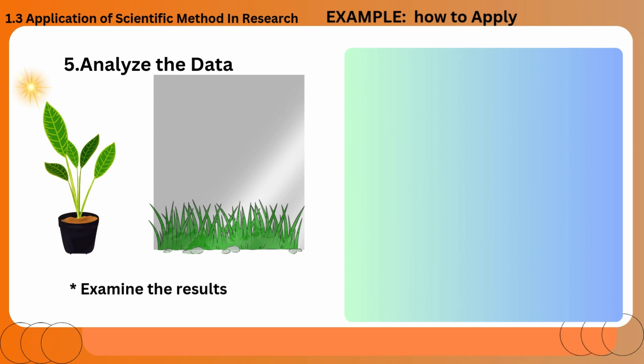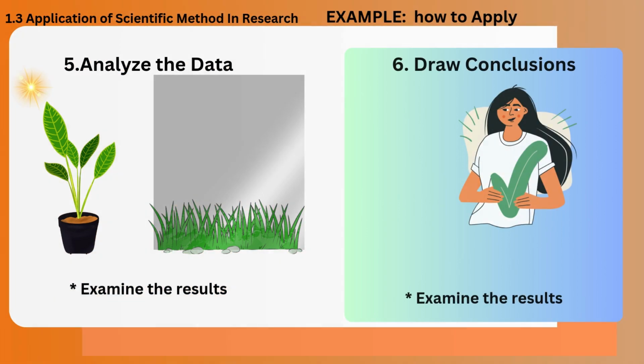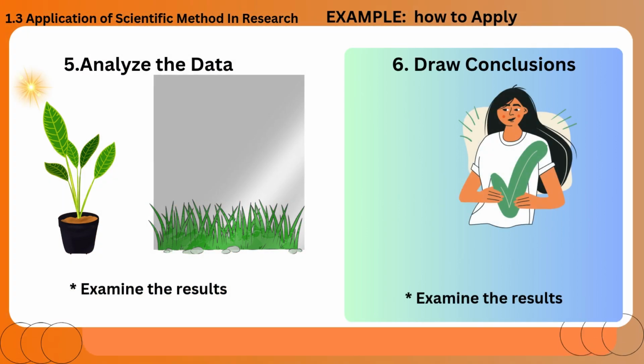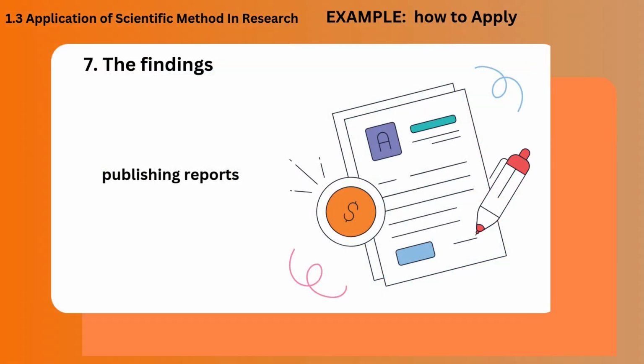Fifth one is analyzing the data. Here we will examine the result of the experiment. So let's assume in the example we find that the plants in sunlight grew taller than those in the shade. Alright. The sixth step is drawing conclusion. So we are here to decide whether your hypothesis was correct or not. If yes, explaining why the result occurred. So let's assume in our example the hypothesis was correct. Sunlight helps plants grow.